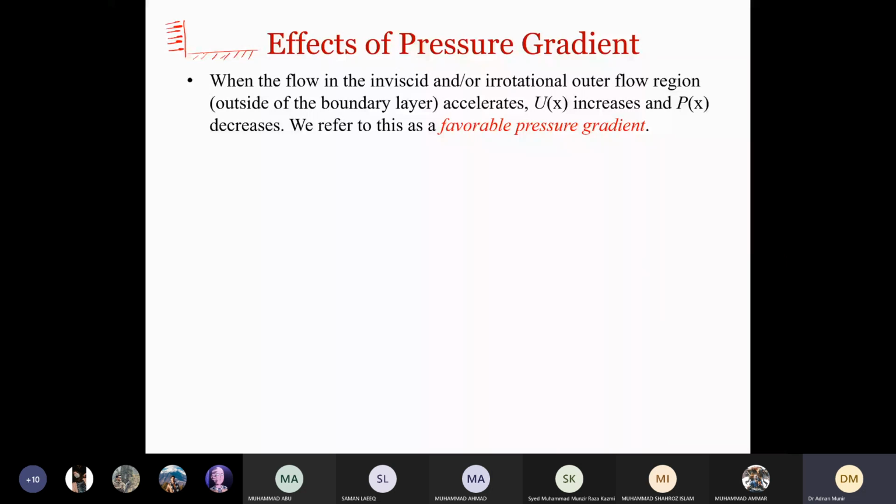We have a boundary layer very close to the surface. The thickness of the boundary layer is delta. It is such that u equals 0.99 of the incoming flow, and this is outside the boundary layer. Outside the boundary layer, we call the flow inviscid or irrotational outer flow, which is this flow, right?